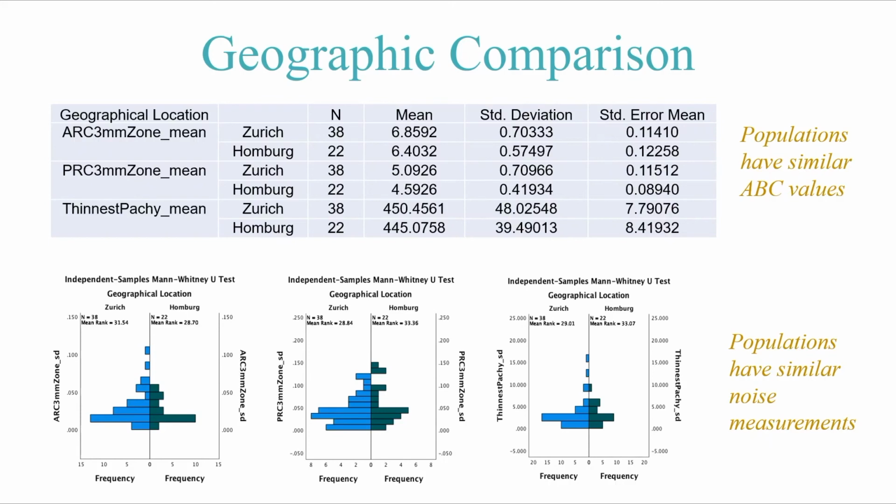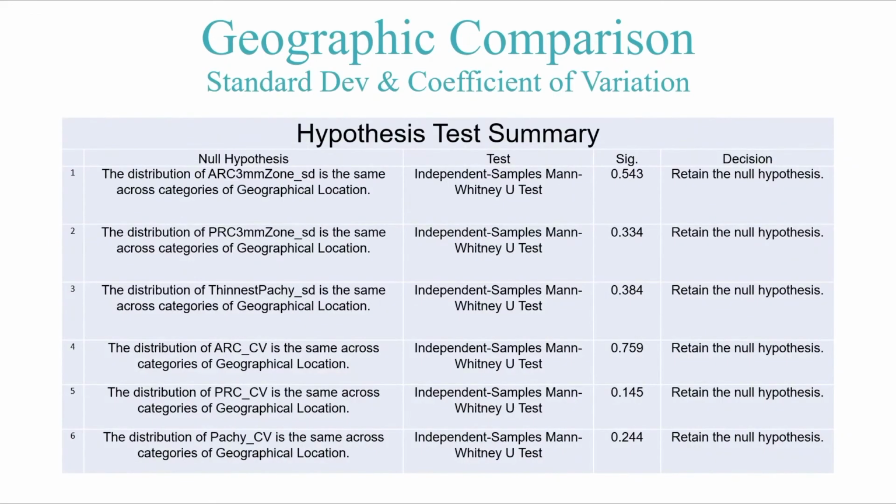So that first chart you see here shows that the populations have similar ABC values. And while somewhat confusing, the graphical display below shows that the populations have similar noise measurements. So there did not appear to be a difference in geographic location between Zurich and Hamburg. We also looked the same way for geographic comparison between standard deviations, coefficient of variation. And while I am not a statistician, effectively what we did here is we proved the null hypothesis, so that there was not a difference between the two. And again, we looked both at standard deviation and coefficient of variation.